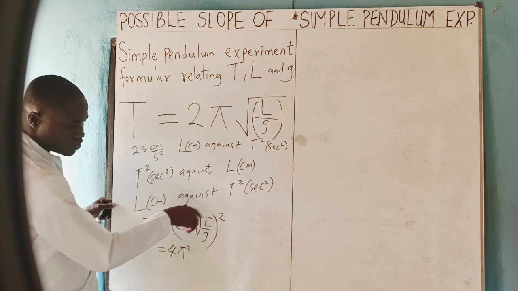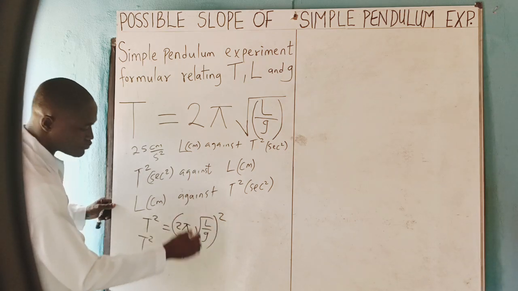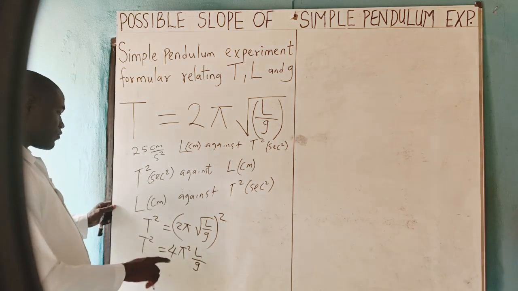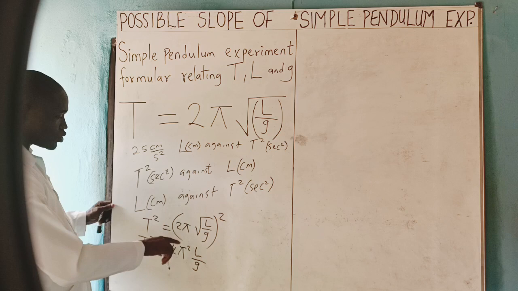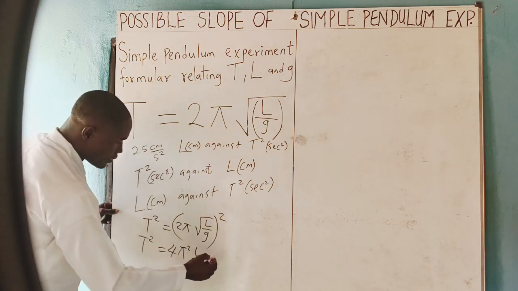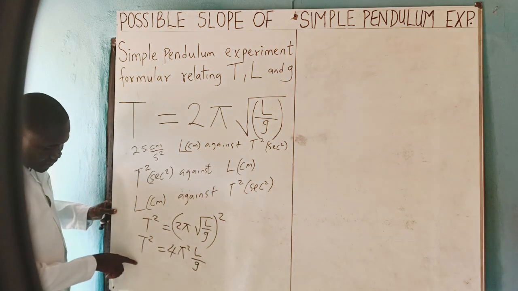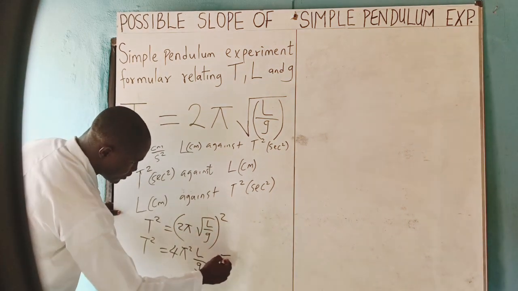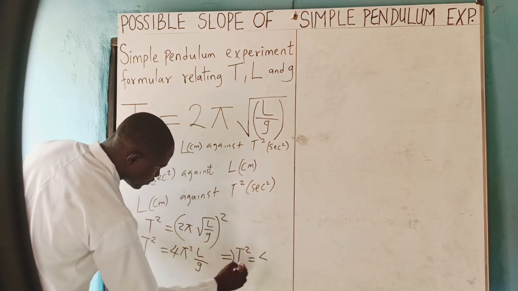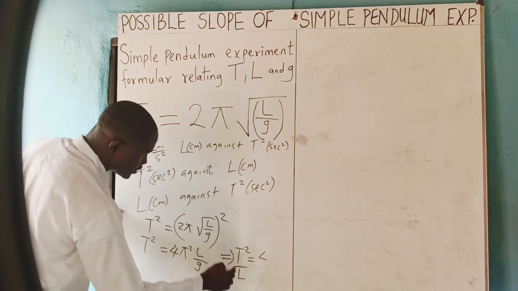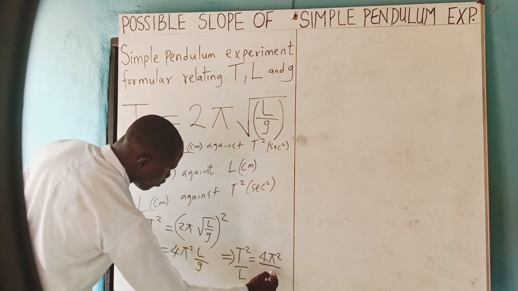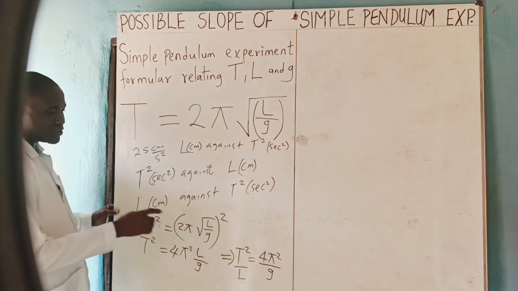Then the square root is here. Square root is the opposite of power of 2. So here will be L over what? G. So you have gotten T squared equals 4 pi squared L over G. Now, from here, carry this L, bring it down. You'll be having that T squared over L is equal to 4 pi squared all over G. Can you see it now?